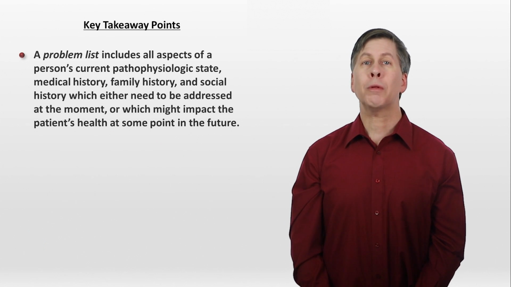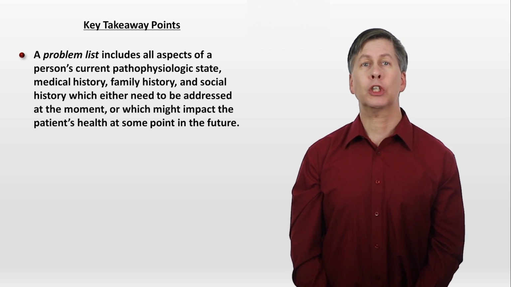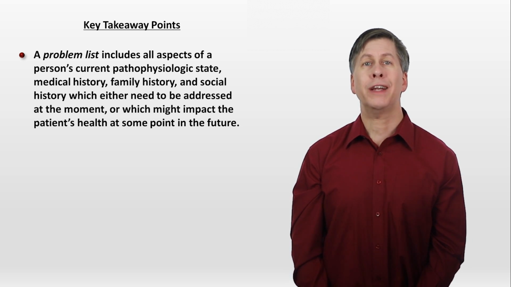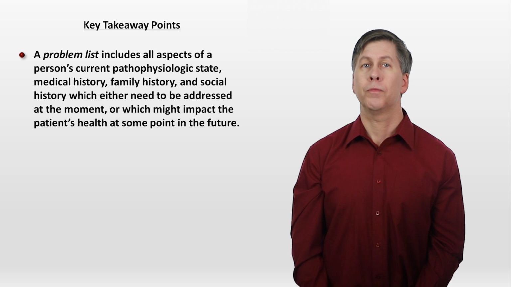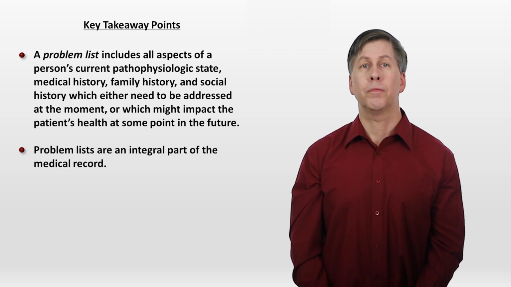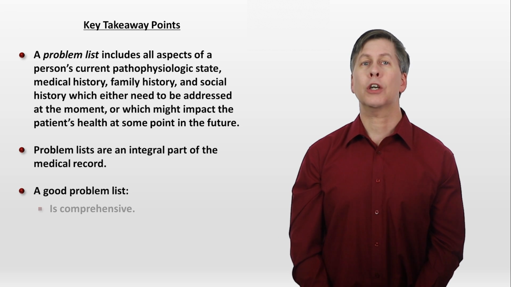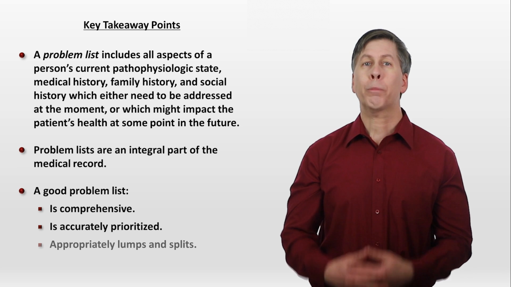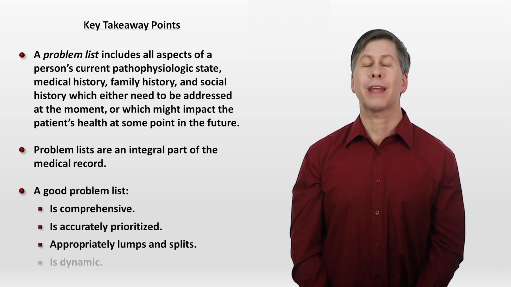The key takeaway points for this video: a problem list includes all aspects of a person's current pathophysiologic state, medical history, family history, and social history, which either need to be addressed at the moment or which might impact the patient's health at some point in the future. Problem lists are an integral part of the medical record. And a good problem list is comprehensive, is accurately prioritized, appropriately lumps and splits, and is dynamic.